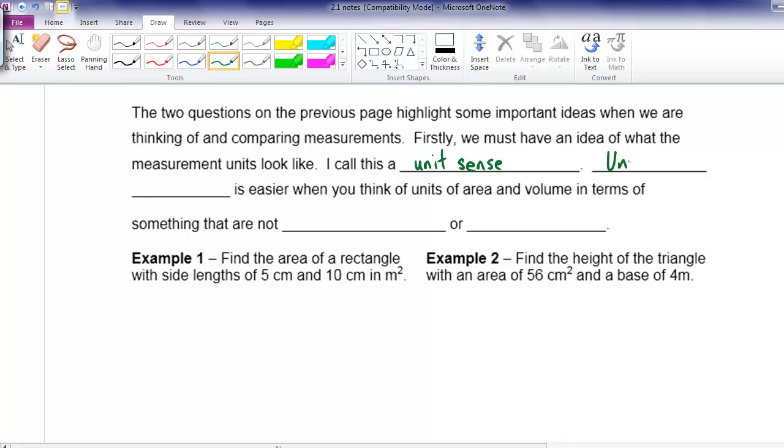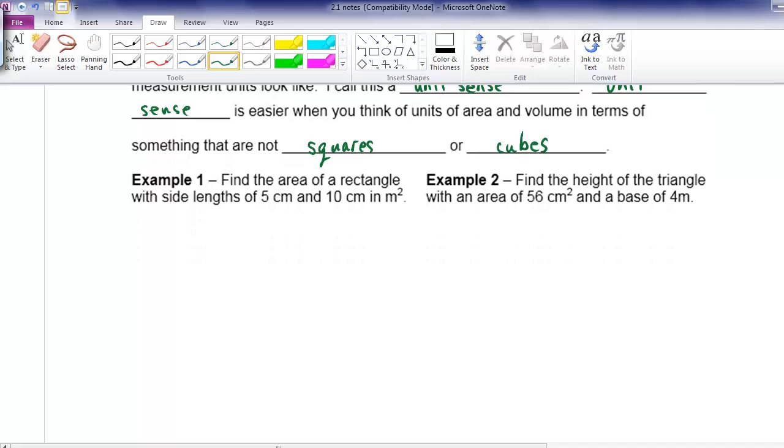Can you imagine something in your head? And unit sense is easier when you think of units of area and volume in terms of something that are not always squares and cubes. Again, it's much nicer to think in terms of rectangles and rectangular prisms, or, like I keep mentioning, shoeboxes. So let's work through 4 examples quickly using this idea of units of area. Let's do some area calculations.